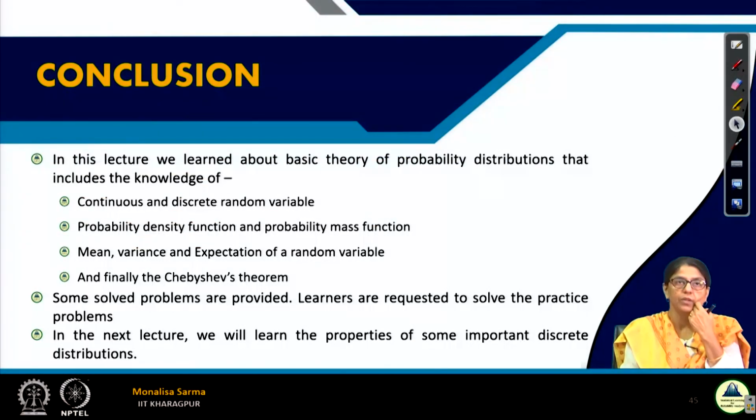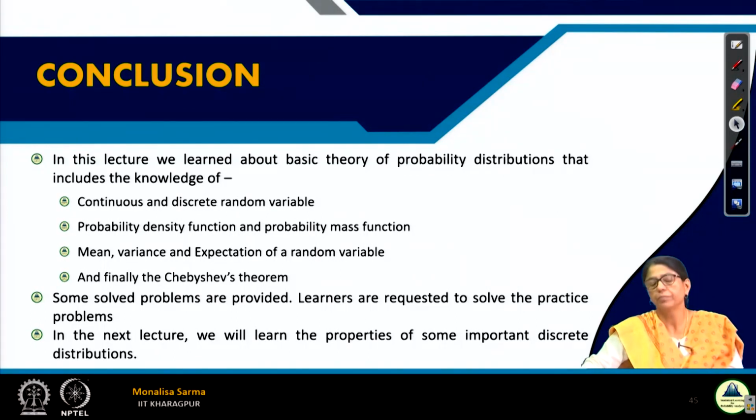Fine. So I conclude here. In this lecture and the previous lecture, that was lecture 7, we learned about the basic theory of probability distributions. Earlier we learned probability. Now in the last 2 lectures we have learned what a probability distribution is, what a random variable is, and what continuous and discrete probability distributions are. We have learned how to find the mean and variance of a distribution, and also discussed Chebyshev theorem. Like last time, again I am repeating, solve as many problems as possible.